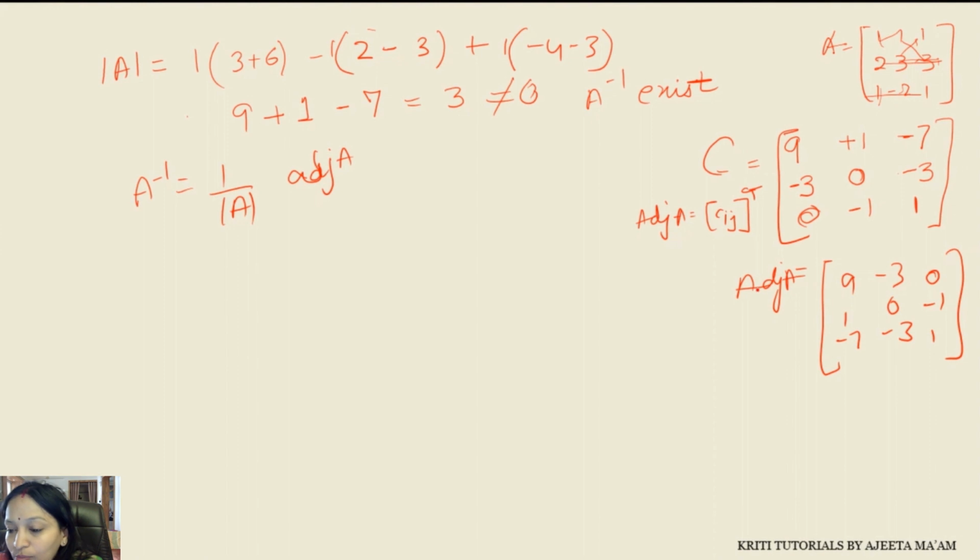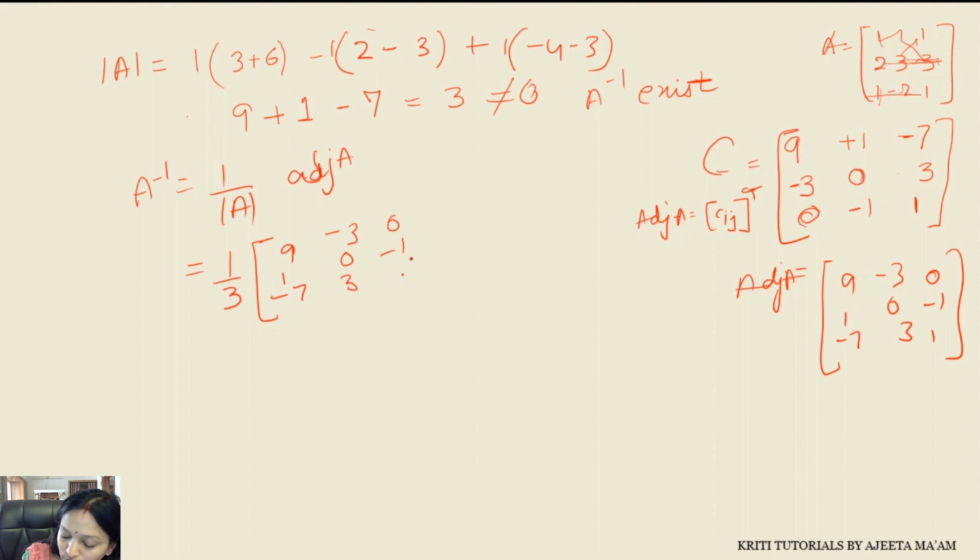Correct? Now the point is, this was 3. Plus minus because we did plus minus. Okay, now minus 3 was the minus, so it will become plus. Now let's do it. So 1 upon 3, what's your adjoint? 9, 1 minus 7 minus 3, 0, 3, 0 minus 1, 1.